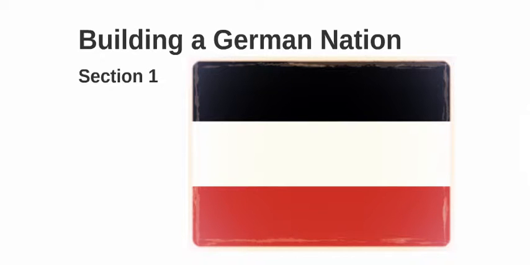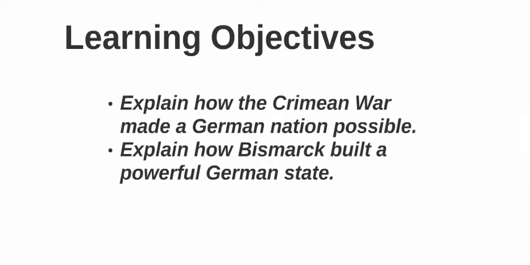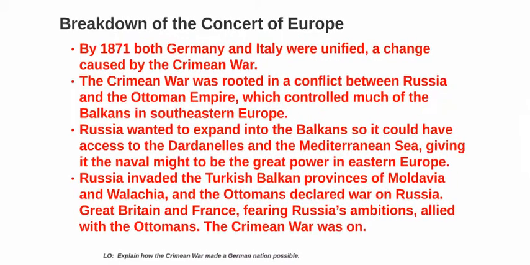But before we can do that, we need to look at what set the stage or made it possible to have German unification. And so our learning objectives: first, we want to explain how the Crimean War made a German nation possible. And then we will explain how Bismarck built a powerful German state. So we start here by looking at the breakdown of the Concert of Europe.